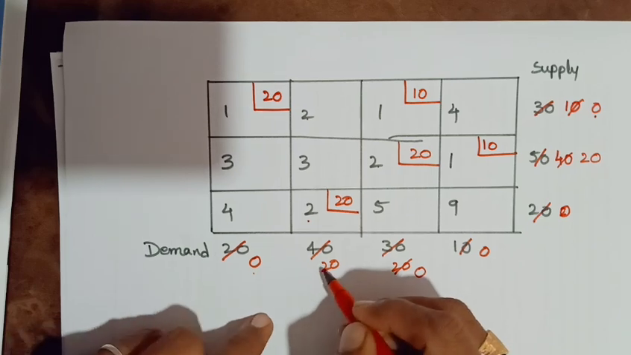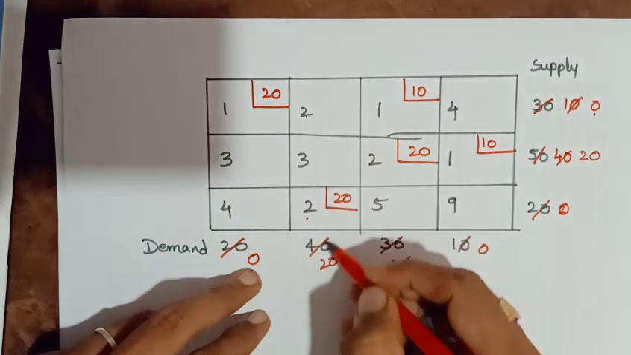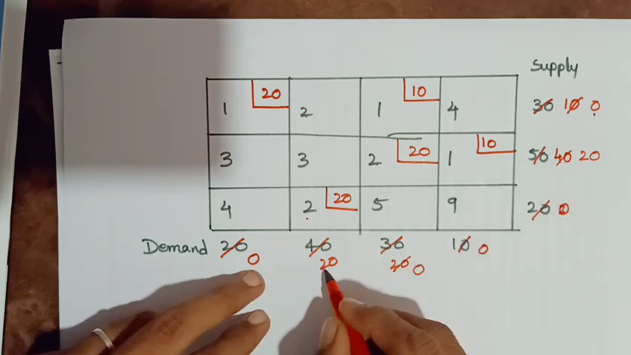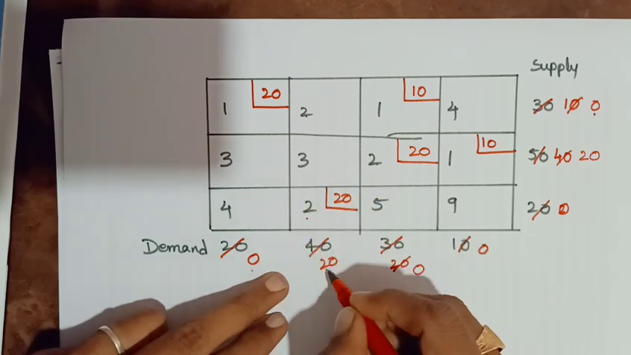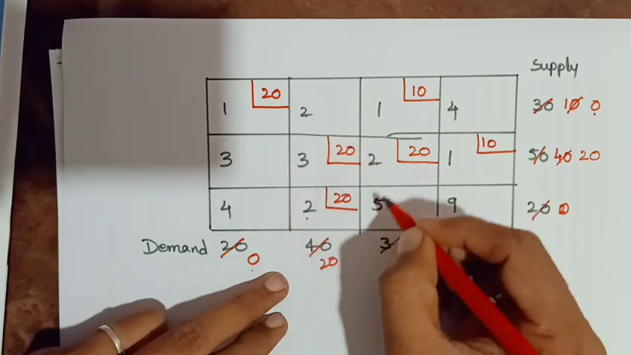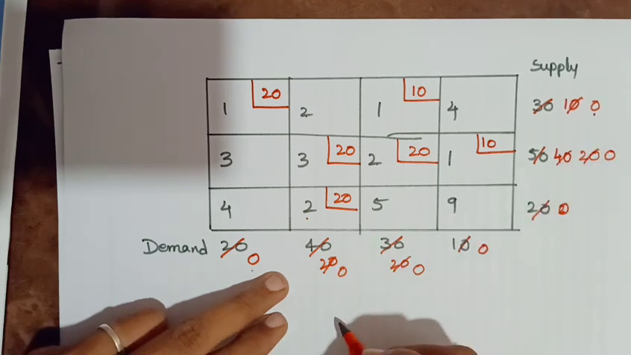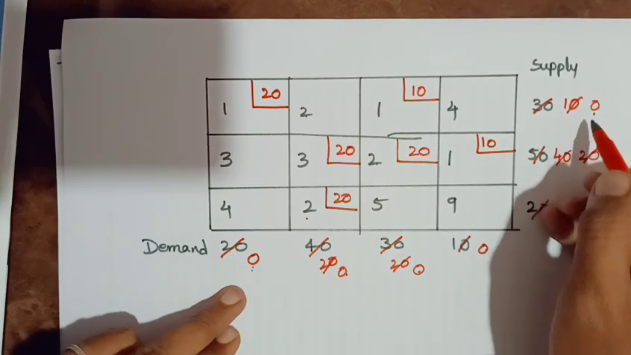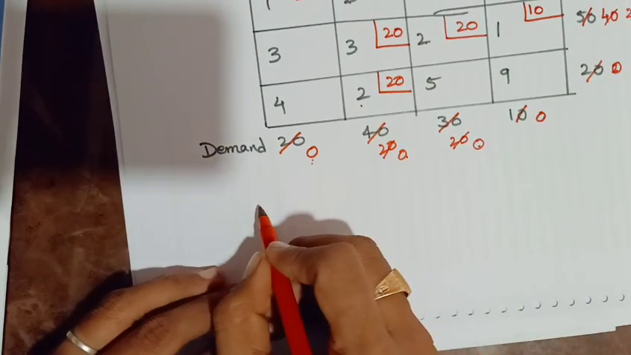So the next unallocated, still this column is not deleted, this column is not deleted and this row is also not deleted. So the next minimum is 3, the least value is 3. So here I am allocating this 20 and this 20 gets cancelled and is left with 0. Now if you observe here we have zeros, 0, 0. So allocation has been done. So now what we have to do is find the initial basic feasible solution.